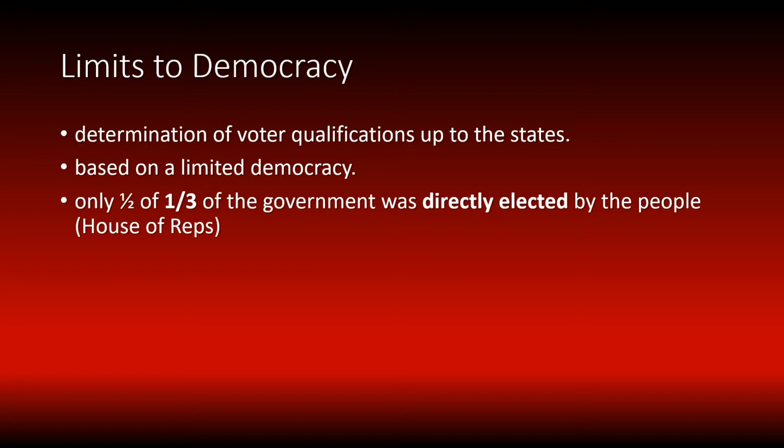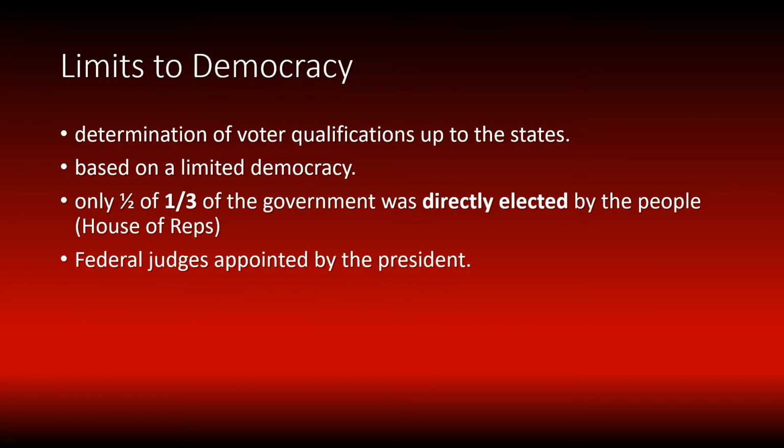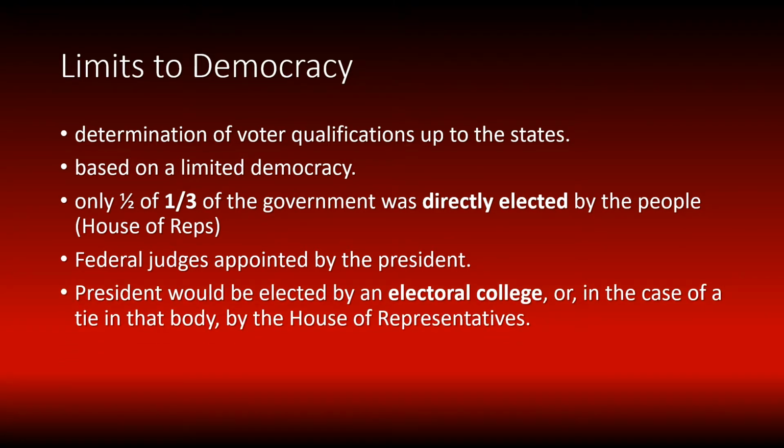And when you look at the structure of the government, we have only one half of one third of the government directly elected by the people, the House of Representatives. The president was elected by an electoral college, which was appointed by legislatures. The Senate was appointed by state senators, so there's a filter between the people. And the only branch that had actual people voted for was the House of Representatives. So yes, the power is originating from the people, but really only one branch had a portion of it that was directly elected by the people. Federal judges are appointed by the president, so the people aren't voting for them. And as I said before, the president will be elected by an electoral college.